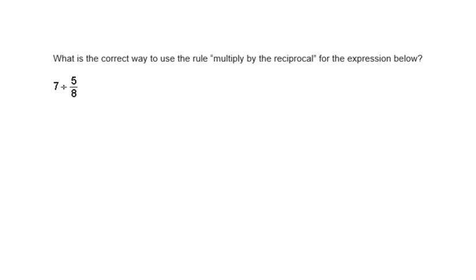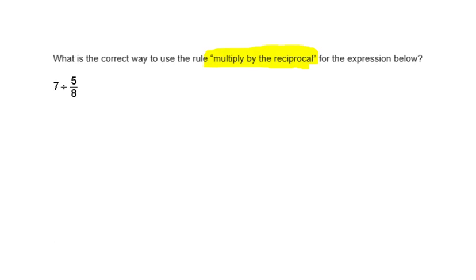Hi, this video is to explain the rule for dividing fractions. So the rule for division is you multiply by the reciprocal. Multiply by the reciprocal is the correct terminology for that.